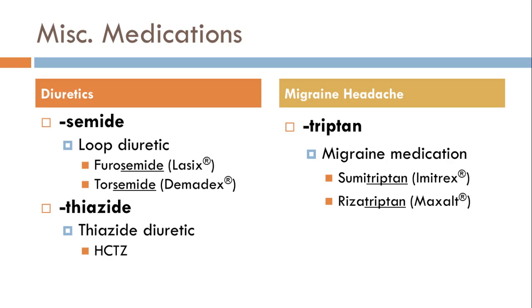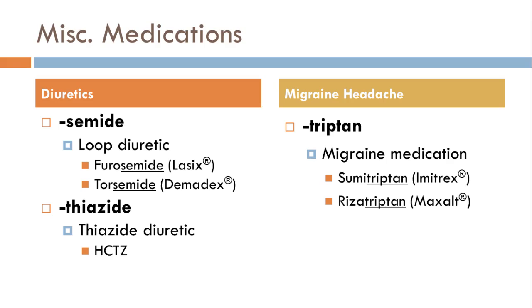Thiazide ends in thiazide, easy to kind of figure that out. They're thiazide diuretics. They're a different class and they work a little differently in the body. For your standpoint, I just need you to know that there are two differences: the loop diuretics, furosemide and torsemide, and the thiazide diuretics, hydrochlorothiazide, okay? Or HCTZ, as you already know, because hydrochlorothiazide is too much to write out, too much to say.